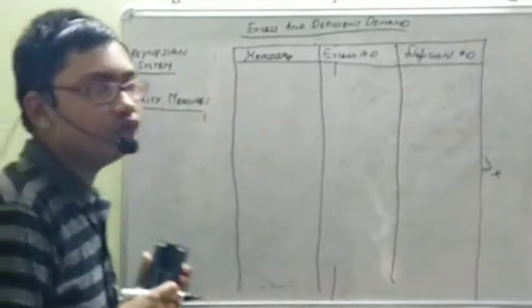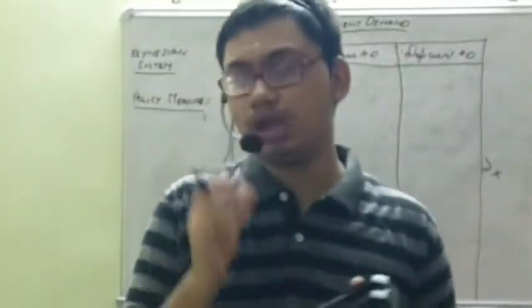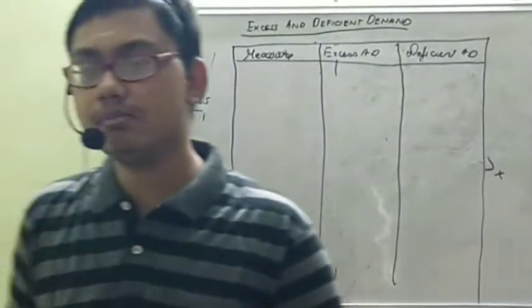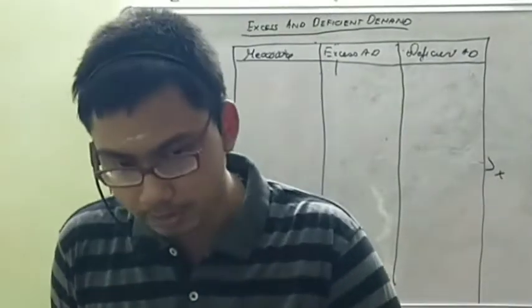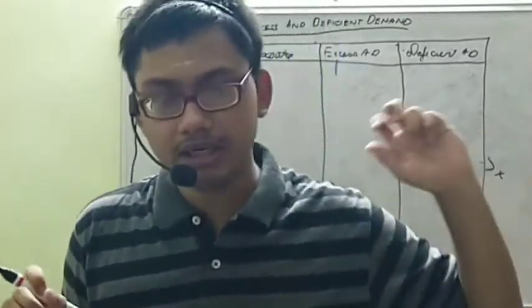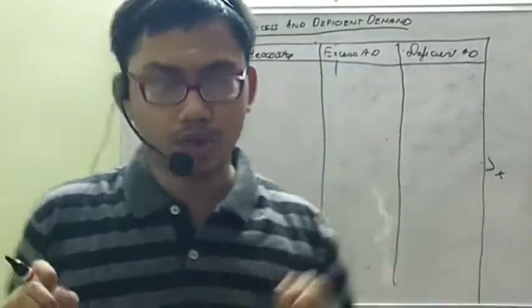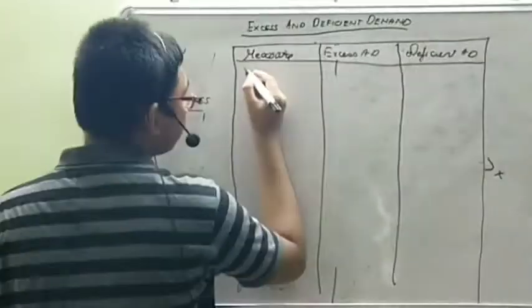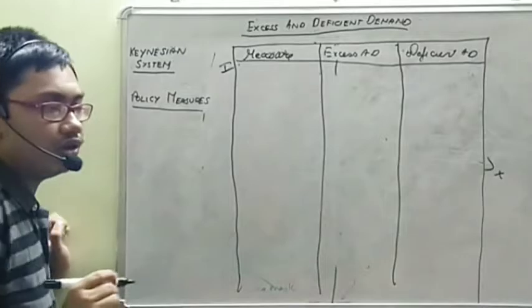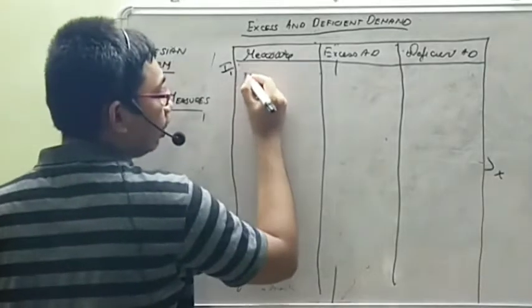Okay, first of all, in the last lecture I have told you there are 2 forms of measures. One is the fiscal measure, which can be taken by the government of any country, or it can be monetary measures, which can be taken by the monetary authority of the country. First of all, let's study fiscal measures. In fiscal measures, first is the revenue policy.